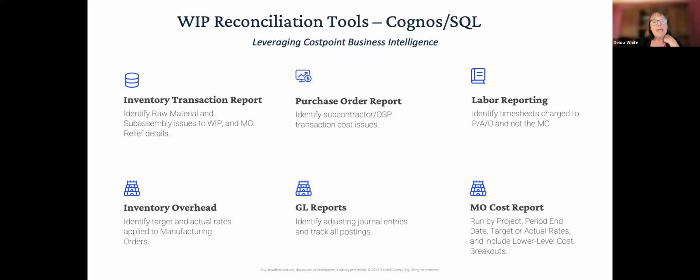Okay. The next set of reports, again, are your GL reports, and this is basically your GL post sum and your GL detail. Did we make any adjusting journal entries to any of the WIP accounts? And if we did, why? So we can use those data points to determine that information.